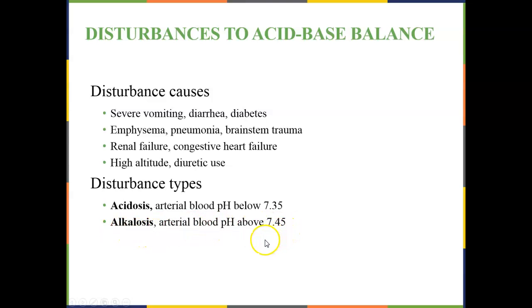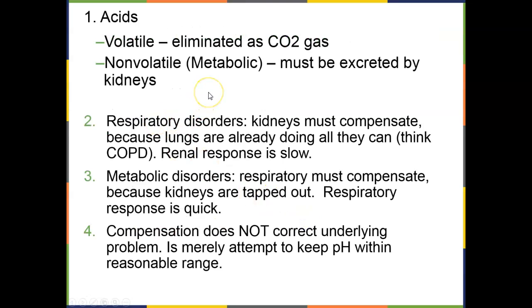So where is our blood pH typically? Between 7.35 and 7.45, I typically say around 7.4, right? Anything below 7.35, you're in acidosis. Anything above 7.45, you're in alkalosis. You can have respiratory or metabolic acidosis, and you can also have respiratory or metabolic alkalosis.